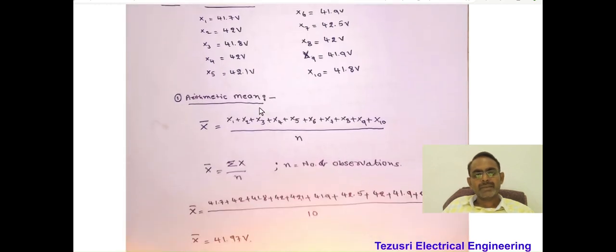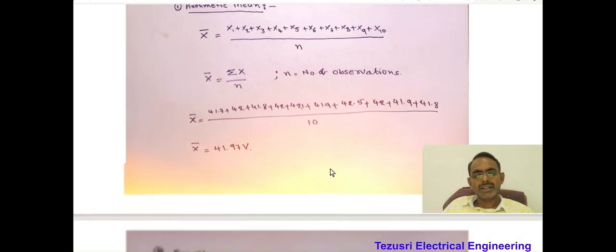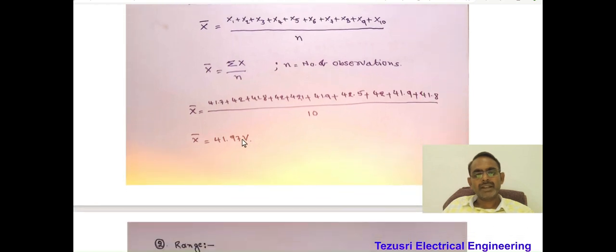First, number 1, arithmetic mean: sum of the readings by number of samples. Here the number of samples is less than 20. Number of observations is less than 20 and number of samples equals 10. Arithmetic mean equals sum of the readings by number of samples. We have to get 41.97 volts.